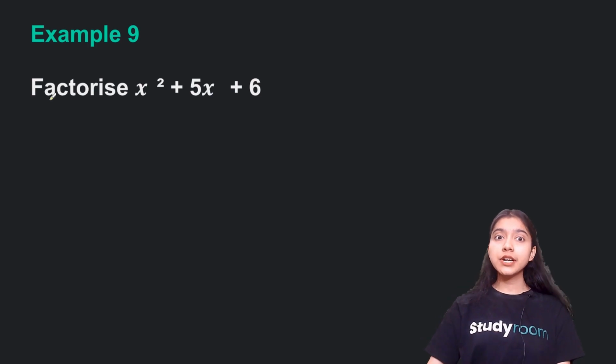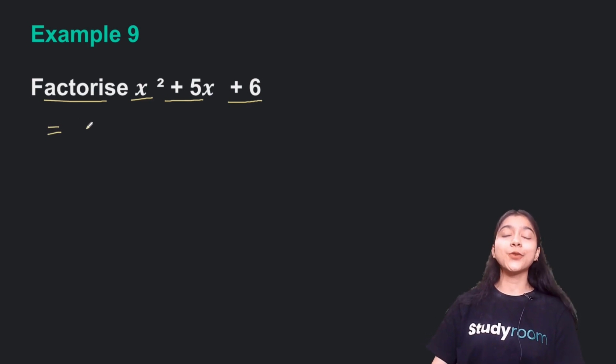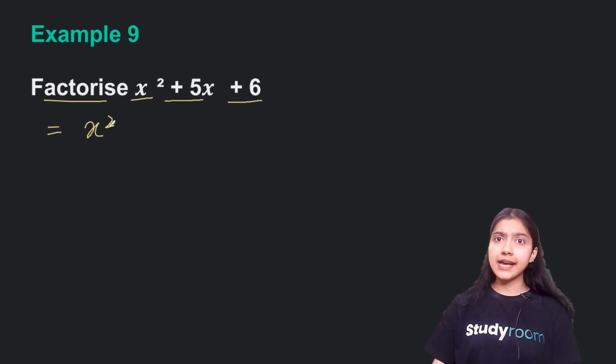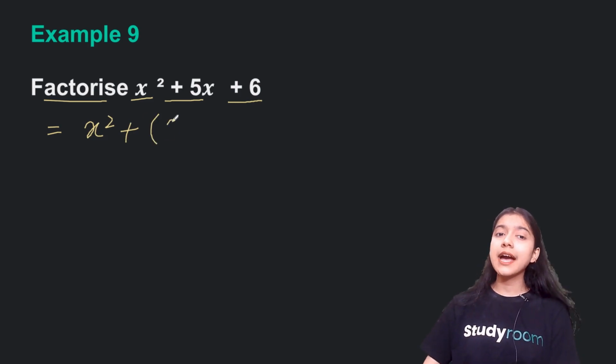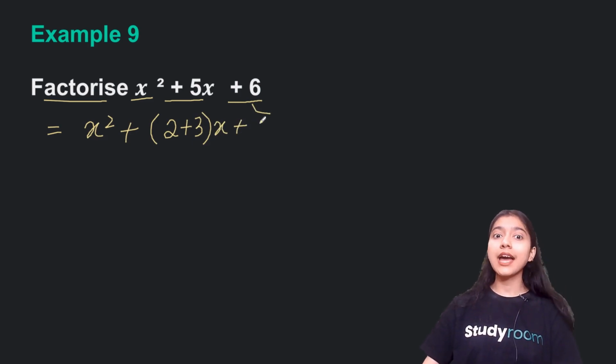So the question given to us over here is factorize x square plus 5x plus 6. Now let's write it in a different form. Here we can write x square as it is, x square. Now 5 can be broken down and written as 2 plus 3, and then we have x over here. Again 6 can be broken down and written as 2 multiplied with 3.